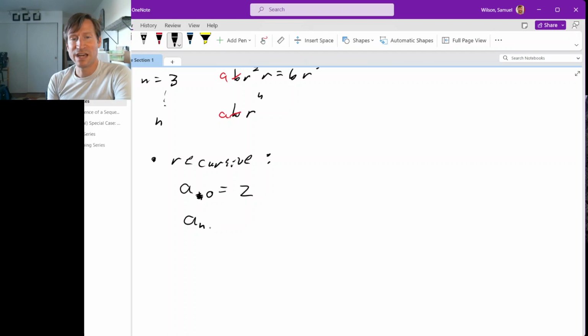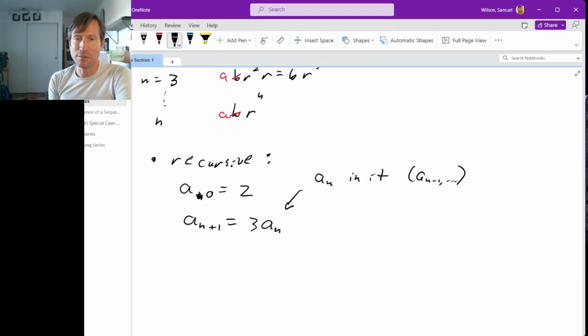And then you have to say what is the next term in terms of the previous term. So we have to say a sub n plus 1 equals, and then some formula that has a sub n in it somewhere. And possibly even earlier terms. So possibly also a sub n minus 1 and even earlier values. So what if we did something like this? How about 3a sub n? Okay, this defines a sequence because, right, we know what a sub 0 is, it's 2.